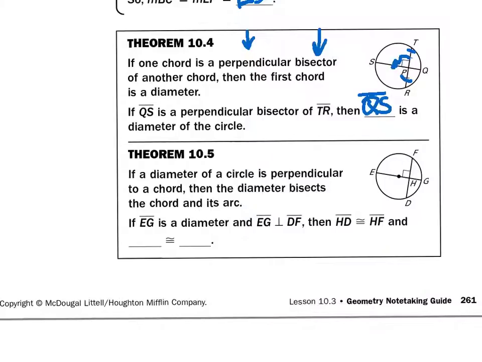So the opposite is if you have a diameter that's perpendicular to a chord, then the diameter bisects the chord and also its arc. So if we have this drawing and we know it goes through the center and we know it goes through this other chord at a 90-degree angle, then we can say that this side is that side and this arc is that arc. So we can say that arc DG is congruent to arc FG.